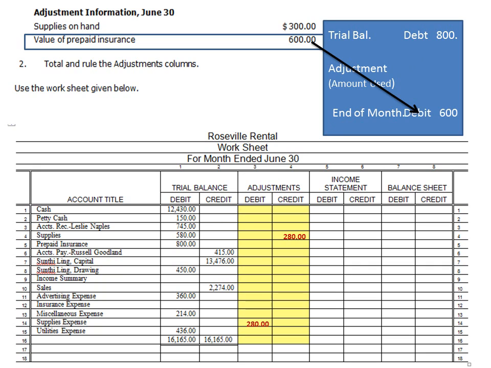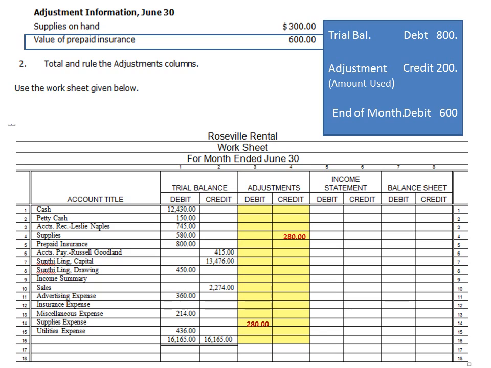All right, what do I have at the end of the month? Well, I have a debit balance of $600. So, if I started with $800 and ended with $600, how much did I use? How much prepaid insurance did I use? Well, in this case, I used $200. I'm going to credit it $200 because that will decrease my balance of prepaid insurance to the $600.